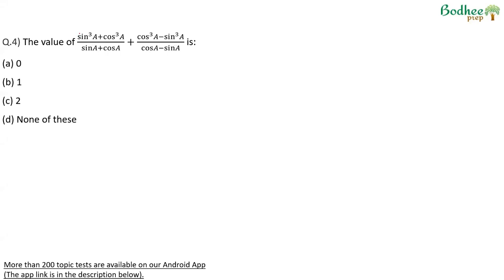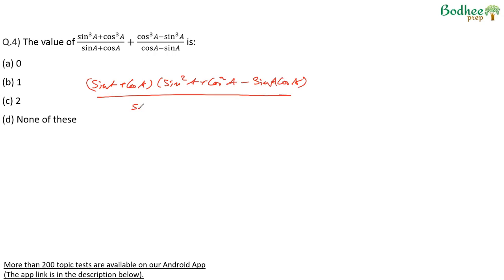Find the value of sine cube A plus cos cube A upon sine A plus cos A, plus cos cube A minus sine cube A upon cos A minus sine A. Again, we use the identity for a cube plus b cube. It is a plus b into a square plus b square minus ab, upon sine A plus cos A. This will get cancelled.